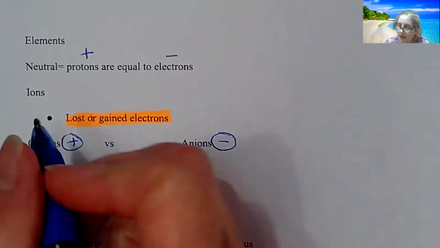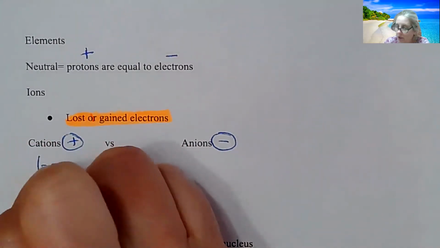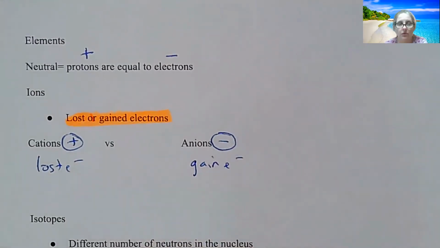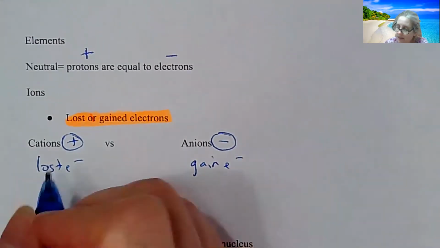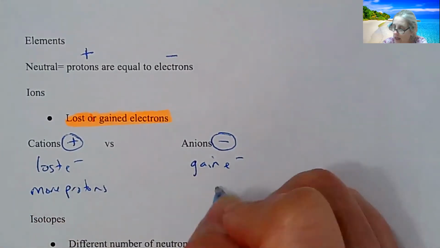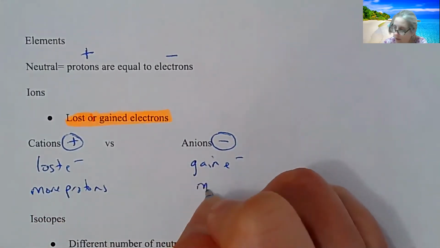So if you have a cation, you have lost electrons. If you are an anion, you have gained electrons. Okay. If that is the case, cations have more protons and anions have more electrons.